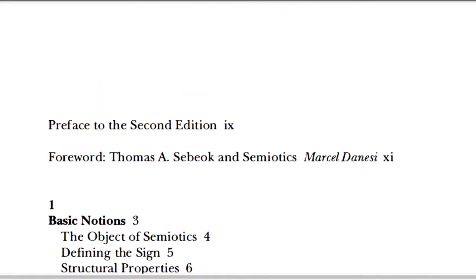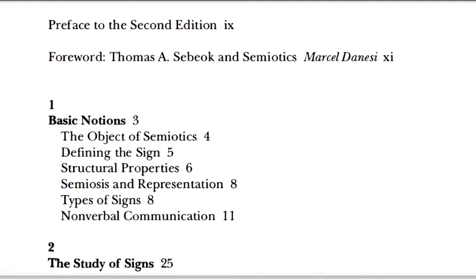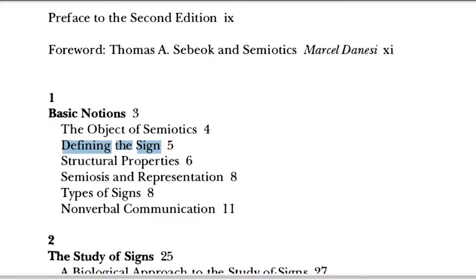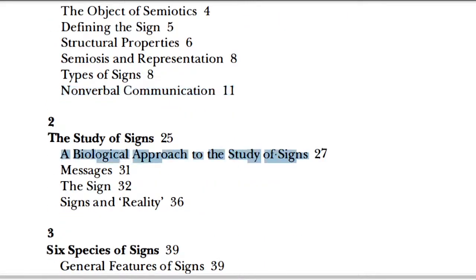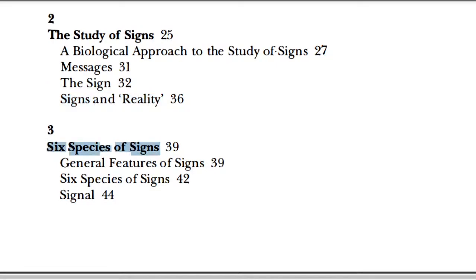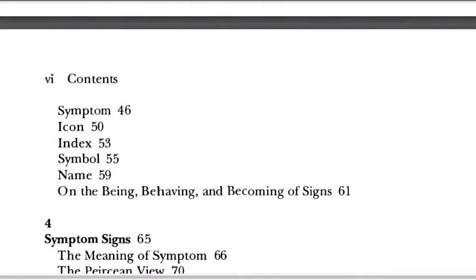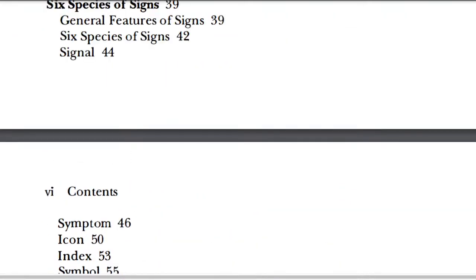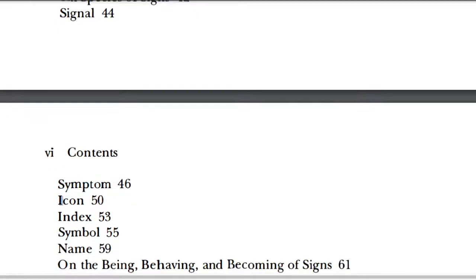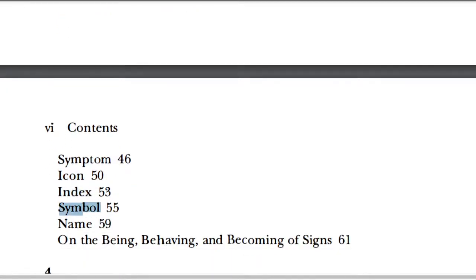Very briefly, we're going to go over the foreword. There are the basic notions of the object of semiotics, defining the sign, structural properties, semiosis and representation, types of signs, nonverbal communication. We go to the study of signs, a biological approach to the study of signs, messages, the sign, signs, and reality. Then there are the six species of signs, the general features of signs. And we go over those: signal, symptom, icon, index, symbol, name. So those are our six species.